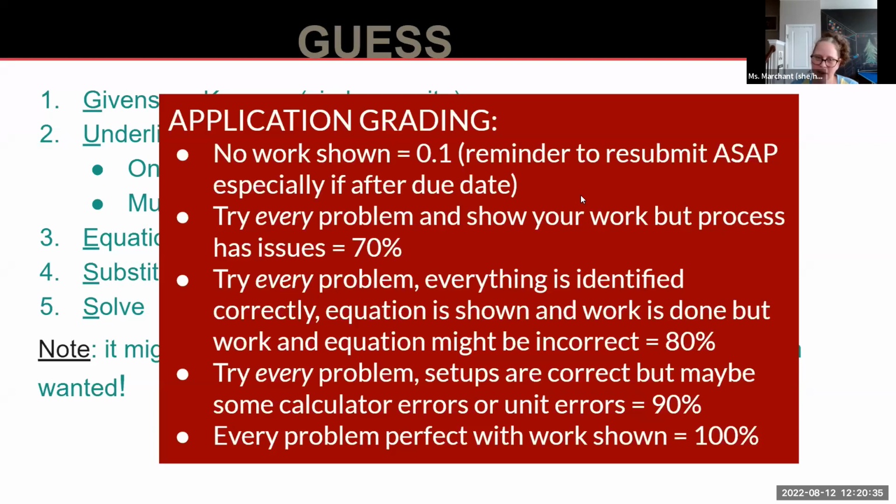So just a quick note on how these applications are going to be graded. If you have no work shown, or the file type didn't make it, or there was an upload error, I'm going to give that a 0.1 for the grade and also give you feedback. That way there are two things that just flash out at you: oh, there's an issue here. I need to solve this right away because I might be getting late fees at this point.